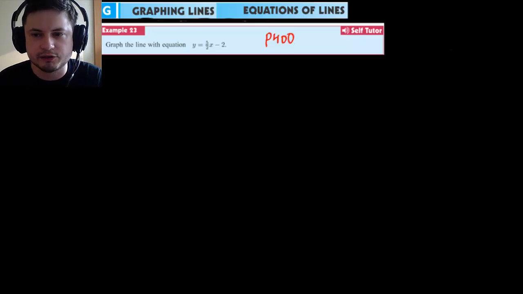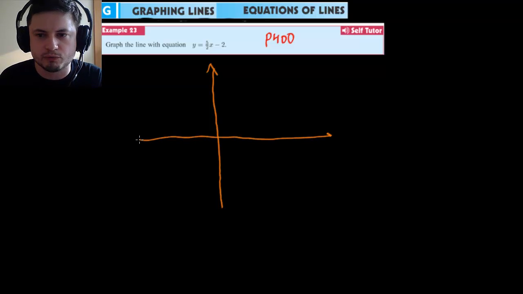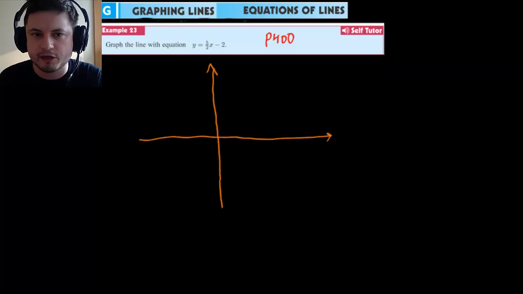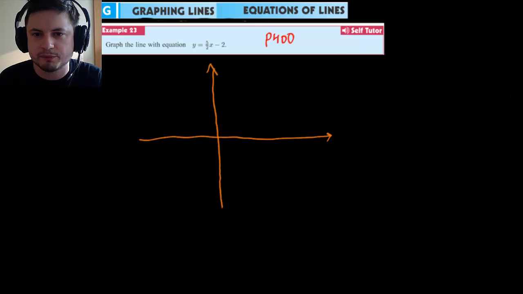Here it's asking us to graph the equation y equals 5 over 2 x minus 2. First, we don't actually have the axes yet, so let's just draw those first. Very roughly, not too worried about the accuracy here because this is just hand-drawn. Step number one is always the same: find the y-intercept first.